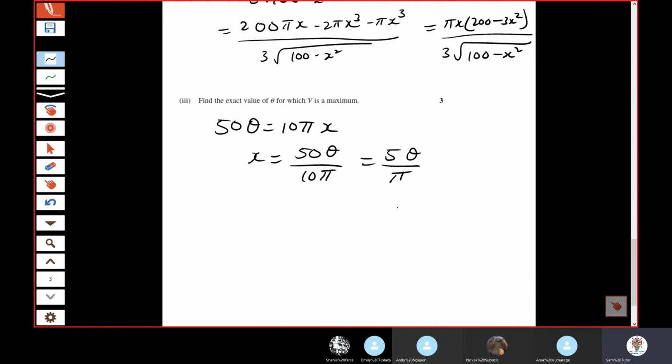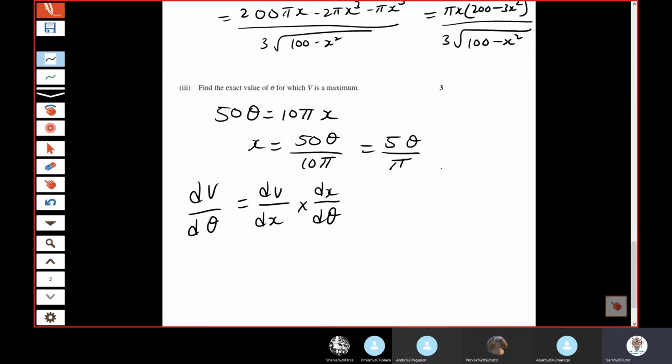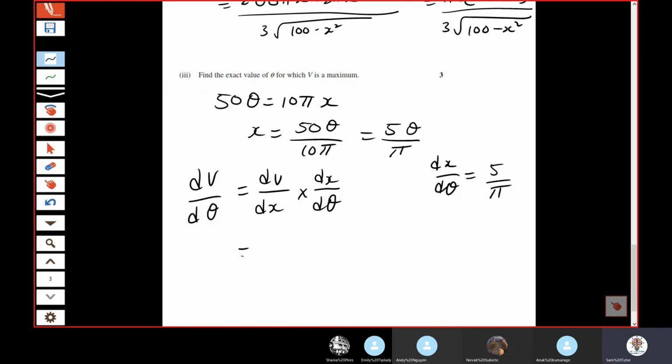That would be silly. So what I'm saying to do is we want to find theta for V to be a maximum. Essentially, you're trying to find this. We know that that becomes dV on something times something on d theta. What is those somethings? dx. Do we have dV on dx? Yes. That's what you just found above. Do you have dx on d theta? No, but I have x in terms of theta, so I can work out dx on d theta. How do I differentiate this with just theta? It's just 5 on pi, just the constant. Done. See how easy it was?